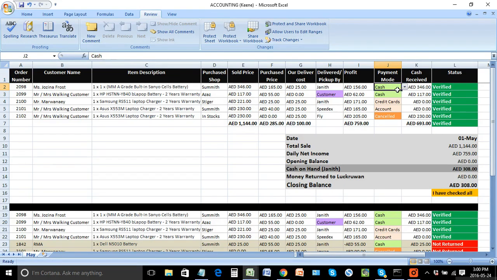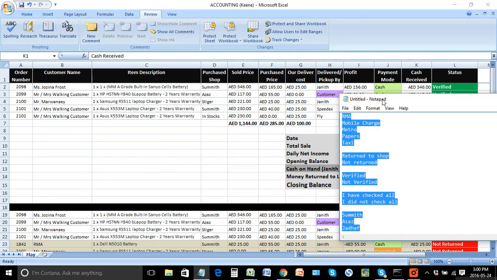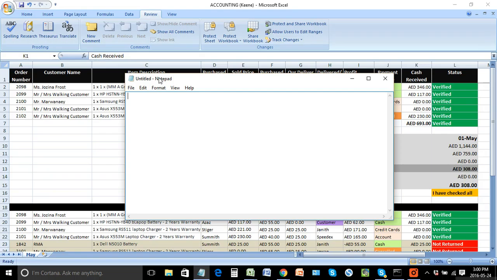Payment mode. What this means is, if this order is being delivered in cash, the customer paid in cash. So make sure to select this as cash. And if it's paid by credit card, then this section means how much cash Janit received. How much cash Janit received. So I'm going to write here for Keen, so she understands.